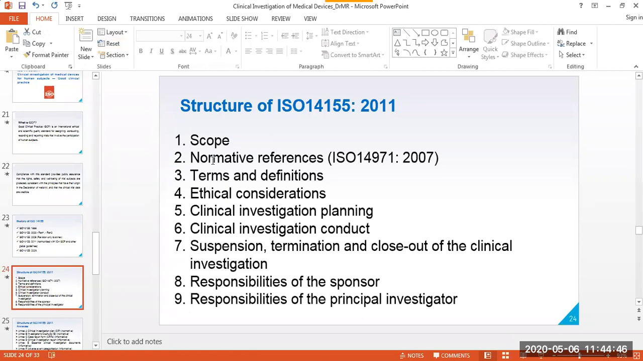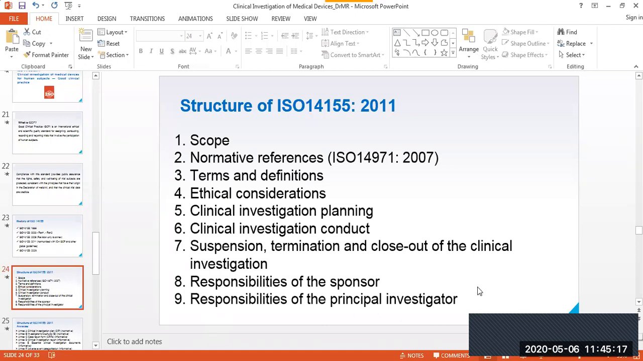First one is scope. Second one is normative references. Third one, terms and definitions. Fourth one, ethical considerations. Fifth one, clinical investigation planning. Sixth one, clinical investigation conduct. Seventh one, suspension, termination, and close out of the clinical investigation. Eighth one, responsibilities of the sponsor. Ninth one, responsibilities of the principal investigator. All these are the 9 topics that are discussed in the ISO 14155.